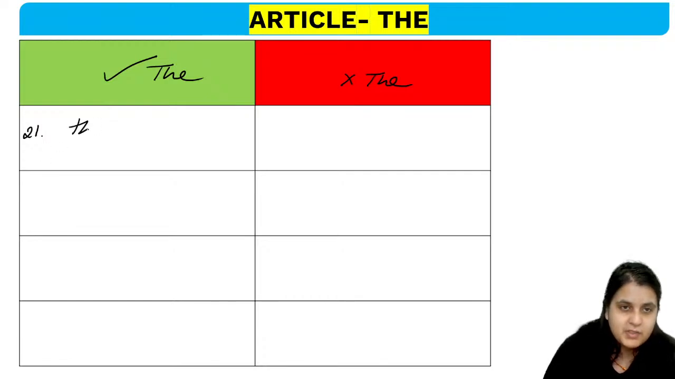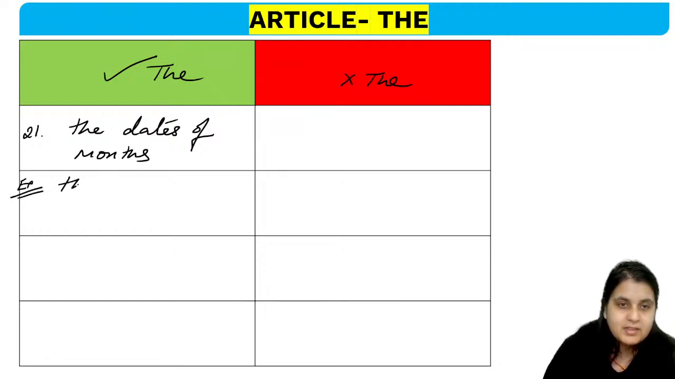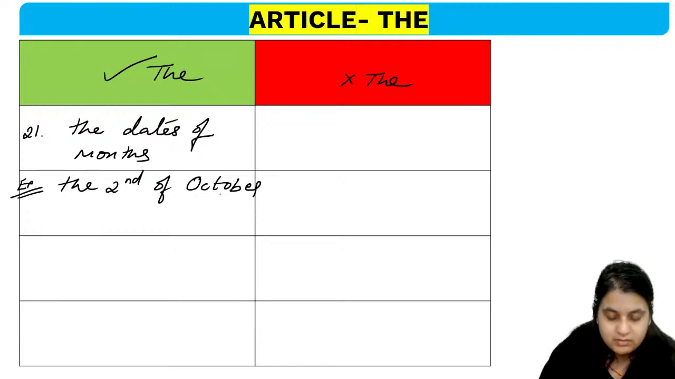Next, we use the before the dates of months. Look at this format. The dates of months. When I say the dates of months, I basically refer to the format as, for example, the 2nd of October. Okay, the 15th of August. So इस format में जब आप use करते हो, then you will use the. If you use it in this particular format, then you will use the. Got it? Did all of you understand this till here?